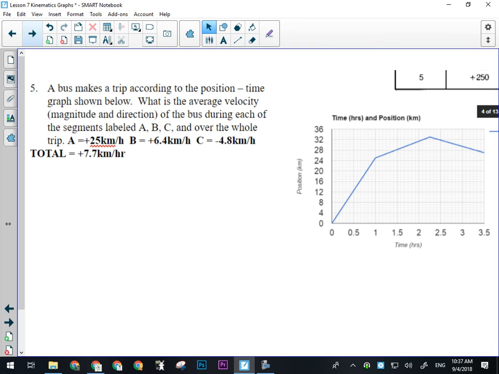So let's say we have this one. This question here with this graph. We have a bus that makes this trip according to this position time graph. I want to calculate average velocity of the bus during each of the segments and over the whole trip. Let's see if you guys can do that one. The answers are here. You can check if you did it right. I want you guys to see if you can do that.